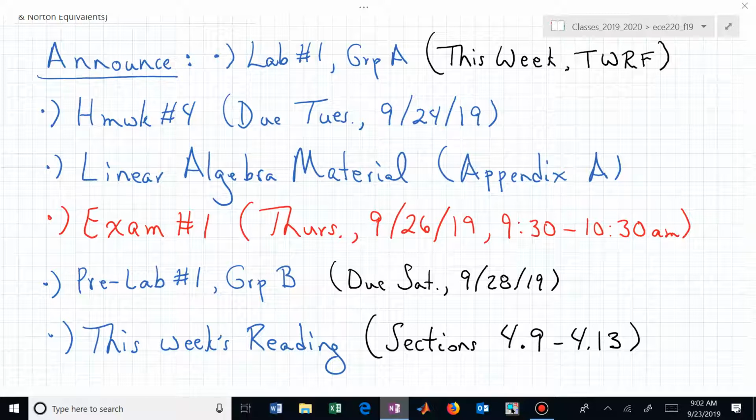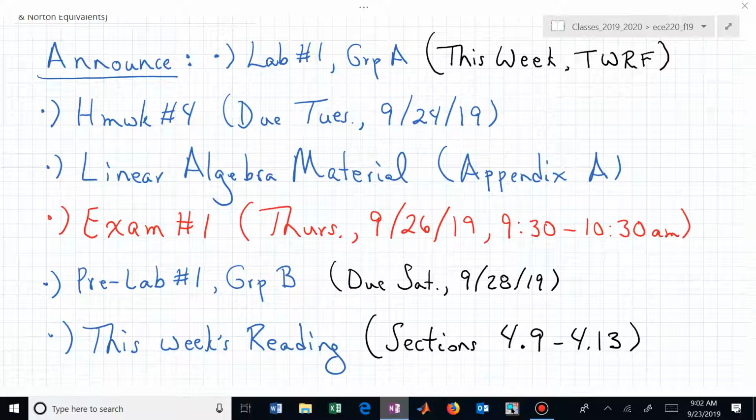Lab number 1 starts this week for Group A. And so depending on your section, you will go to lab on Tuesday, Wednesday, Thursday, or Friday. Homework number 4 is due tomorrow on Tuesday. If you want to solve any of these problems, or if they're begging for a solution via simultaneous equations, Appendix A is hopefully helpful. And if you have questions on that, let me know and we can try to work through that.